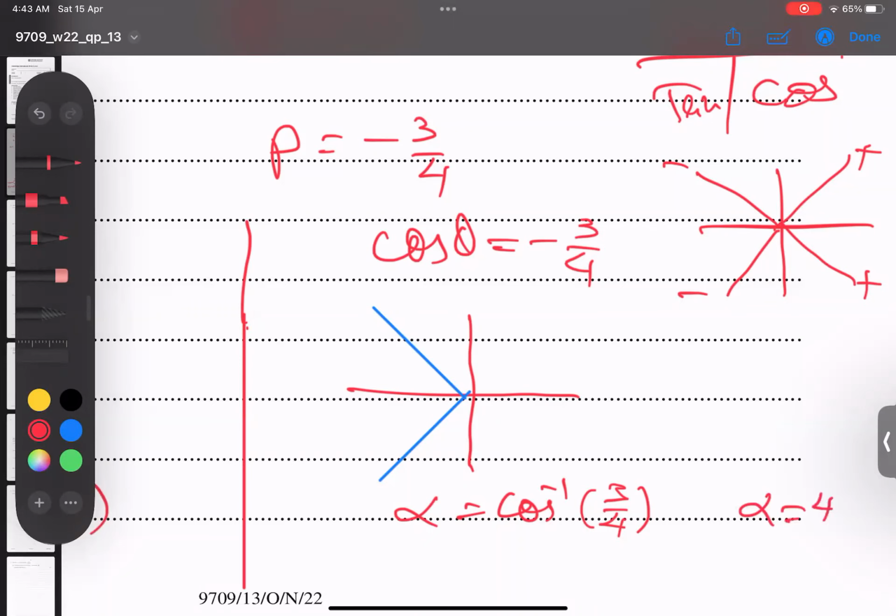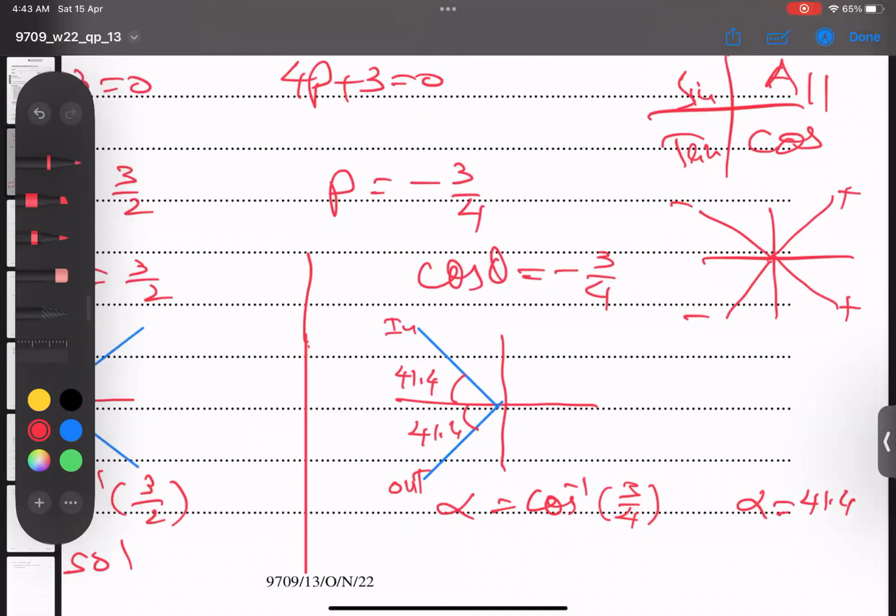Alpha is equal to 41.4. So this angle you will make between the line and the x-axis. Repeat my words, line and x-axis. But this is out of range and this is in range, because we know that. So my answer, what I'm looking for, is from here till here, and from here till here is out of range. So my answer is 180, because full is 180, and this angle I don't want.